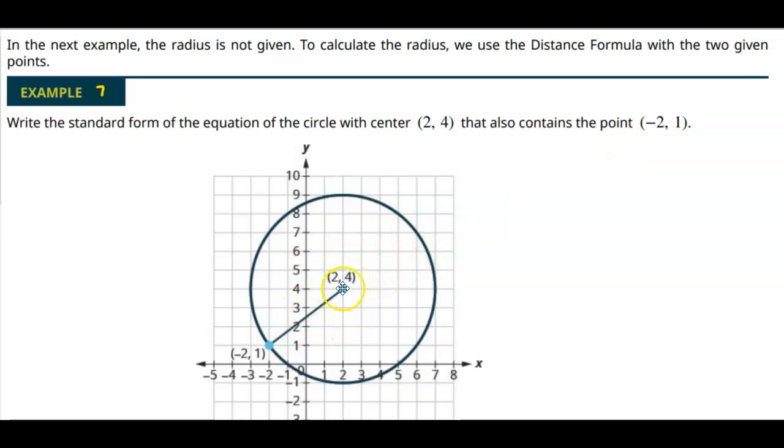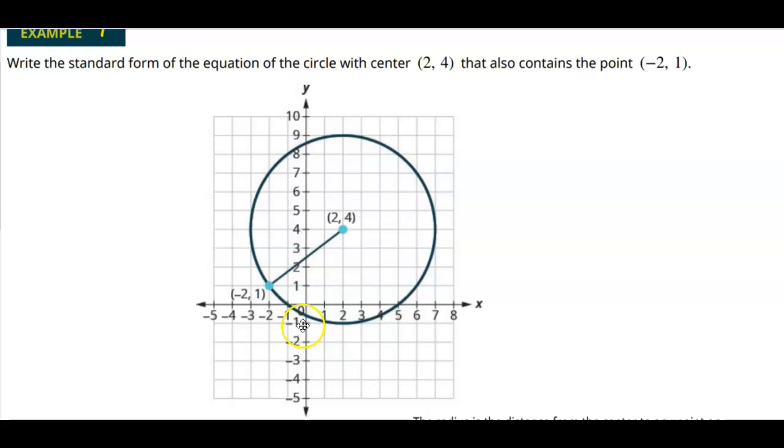So if we want to go ahead, we know that the circle has a center of (2, 4), and we know that the point that it connects to on the circle is (-2, 1). So that means this is what the circle is going to look like. We want to find out what is the radius of the circle. So if we have two endpoints, as previously we've done in our examples in this section, we can find the distance. In this case, we can find out what the radius is.